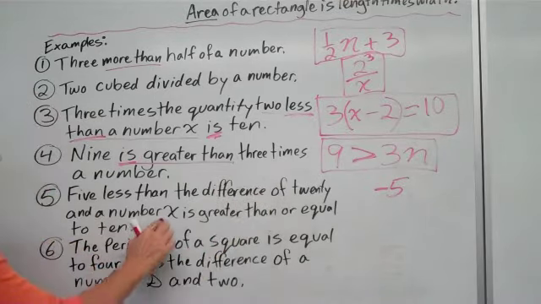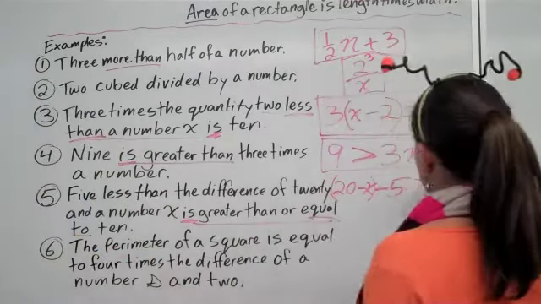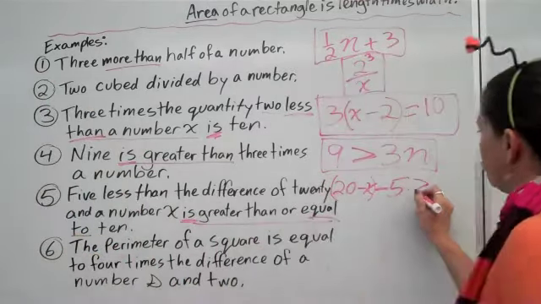So I need to find the difference of 20 and a number x. That means I need to take 20 and subtract x. Well, hold on. I have to do that, and then I can subtract 5, because I need to solve that first, and then I can subtract 5, because difference is the answer to 20 minus x. So I'm going to take 5 from the answer to 20 minus x. And this is greater than or equal to 10.